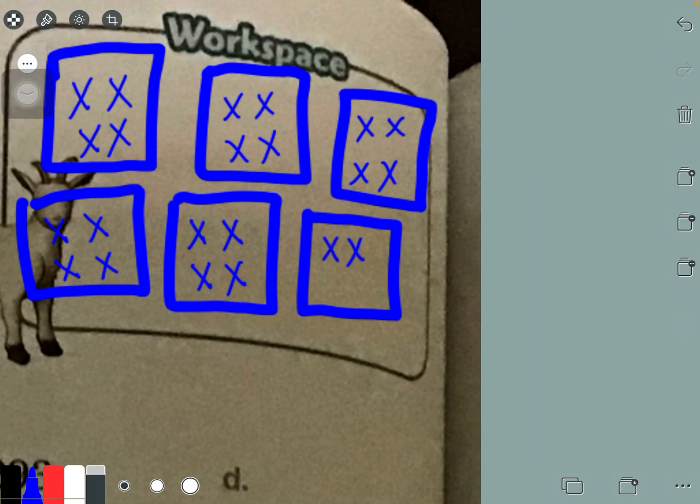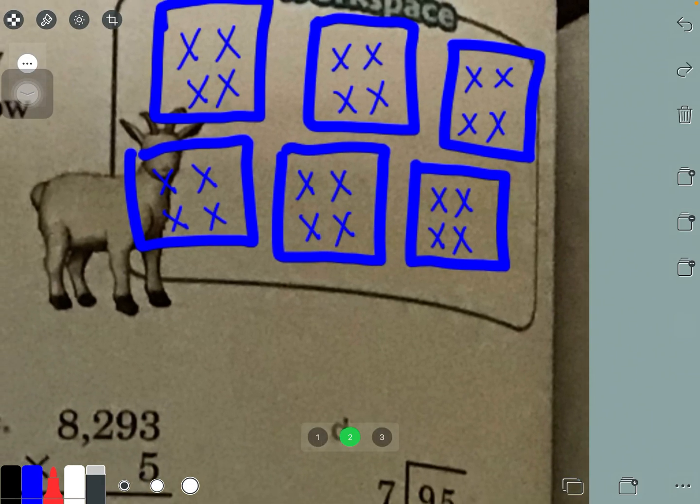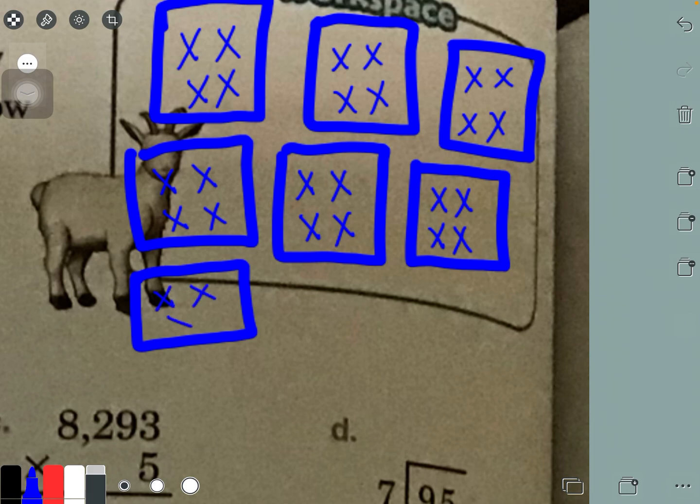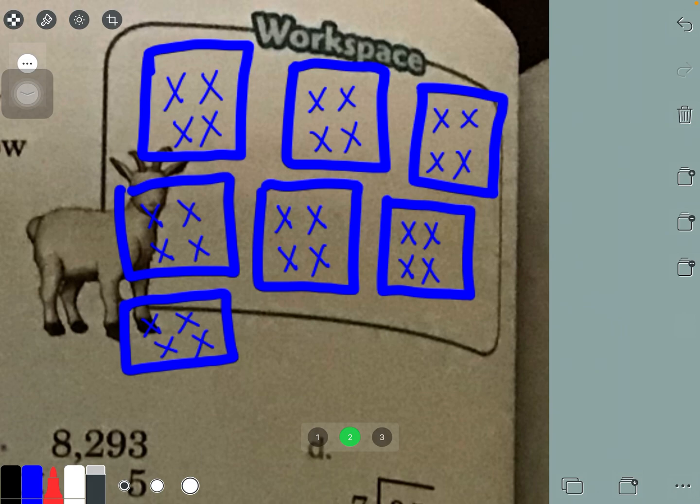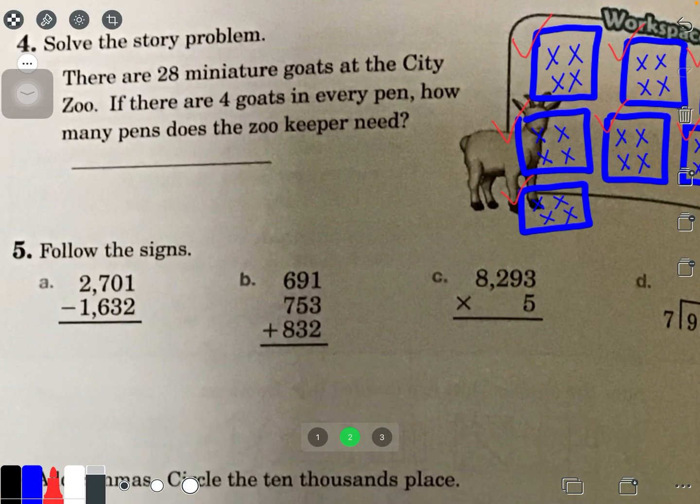Okay, 1, 2, 3, 4. So I'm going to count. 4, 8, 12, 16, 20, 24. Oh, we're almost done. Okay, so maybe 1 more. So I know this is going to go out, but we'll just try right here. Okay, and we'll draw 1, 2, 3, 4, and we have to count. 4, 8, 12, 16, 20, 24, 28. Do we have to go more? No, we don't, because we only have 28 goats.